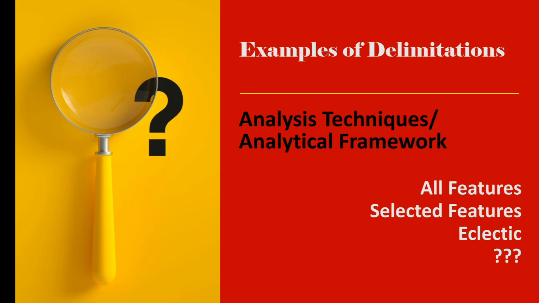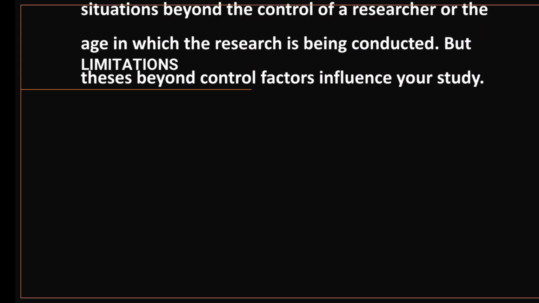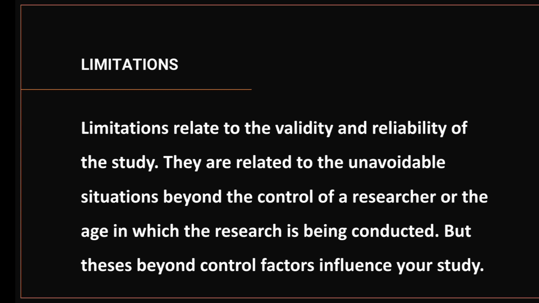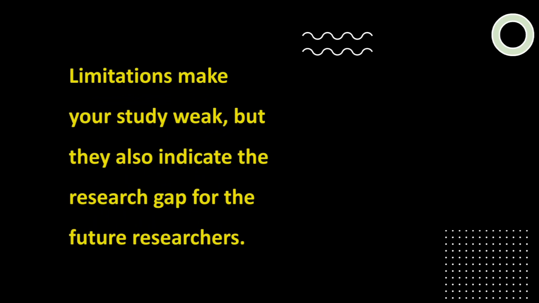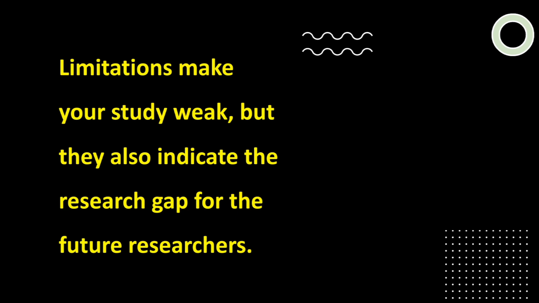Now come to the term limitations. Limitations relate to the validity and reliability of the study. They are related to the unavoidable situations beyond the control of the researcher or the age in which the research is being conducted. But these beyond-control factors influence your research findings. Limitations make your study weak, but they also indicate the research gap for the future researchers. It is very significant to know the limitations of the research study.